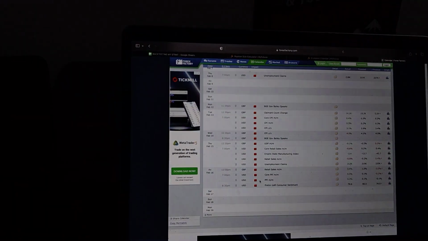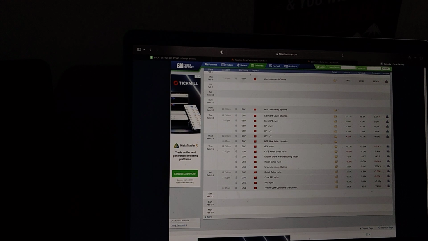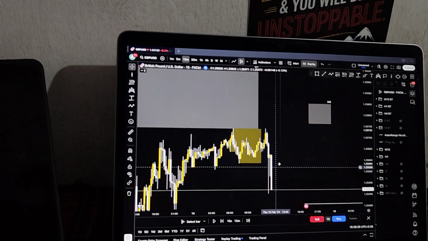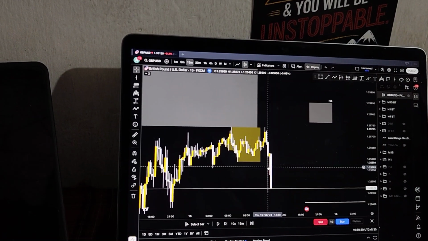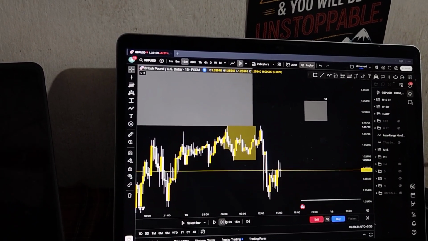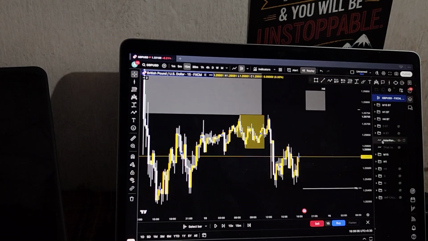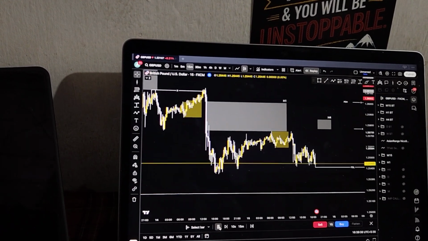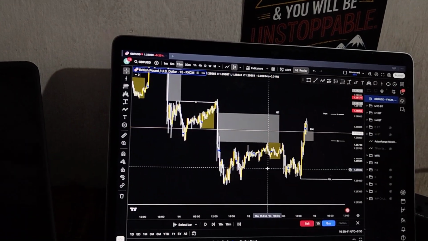And also on Thursday there was a lot of news: GDP, core retail sales. Wow. GDP and core retail sales are high impact news. So on Thursday I didn't take the trade either. As you can see, the market did nothing.